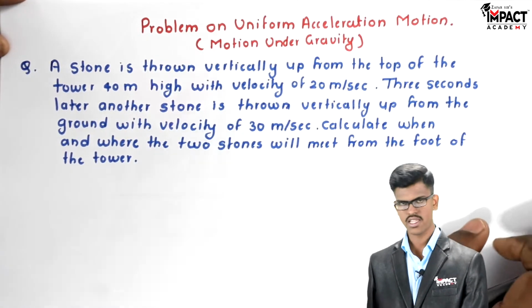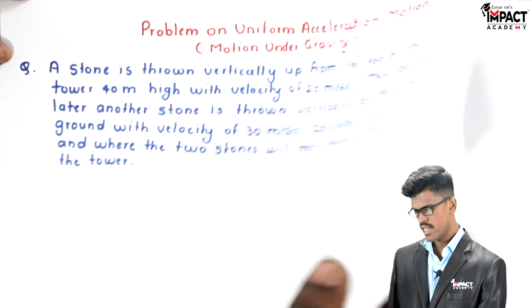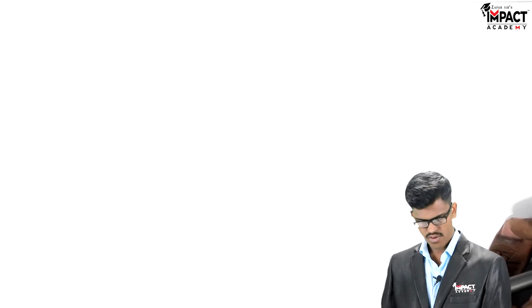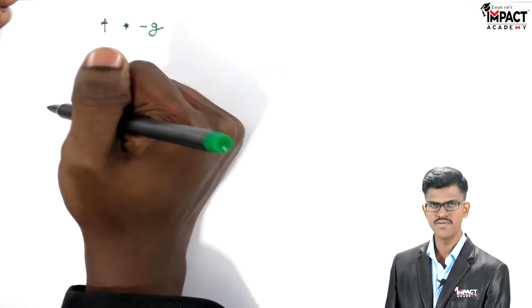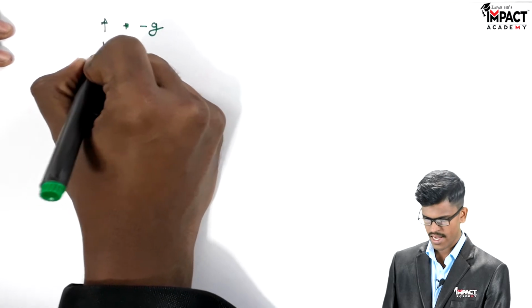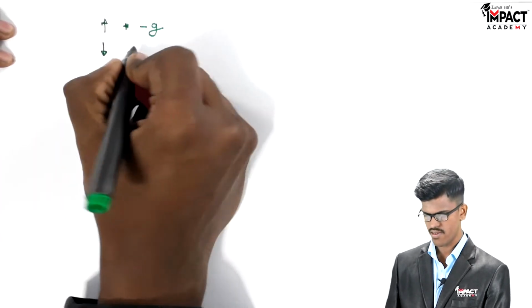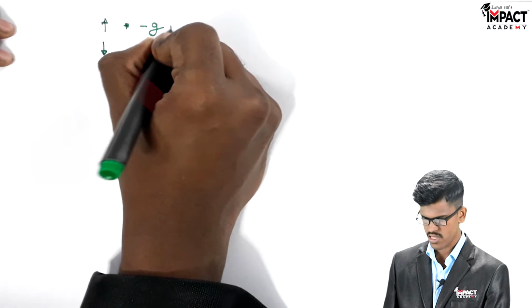Before starting the solution, let's remember some sign convention. In our previous question, we considered sign convention for acceleration, or for motion under gravity. If a particle moves against the gravity, we consider a negative value of g. If a particle falls under the gravity, we consider a positive value of g.